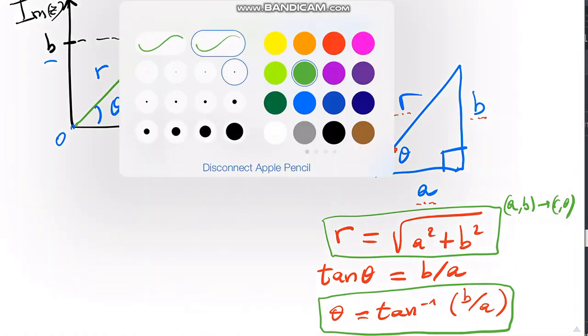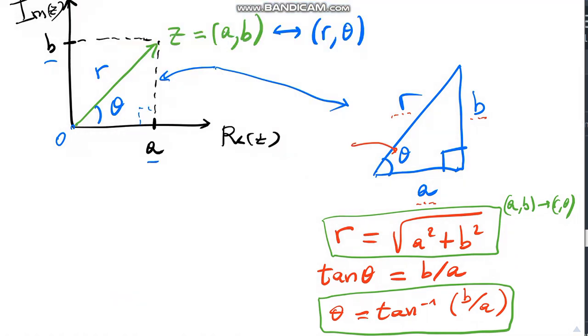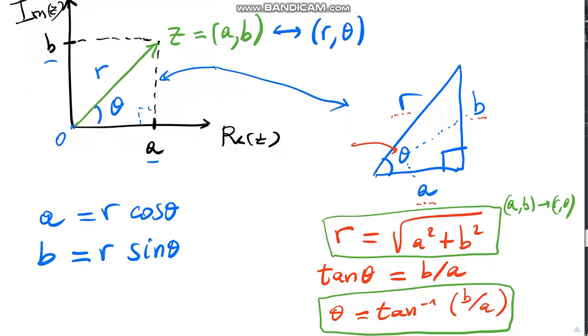Similarly, we can write down two relationships that connect r, b, and a explicitly through theta. And these are the following ones. So if we look at r, we see that a is equal to r cosine of theta, because a is the adjacent side to theta. And b is equal to r sine of theta. And this is another trigonometric relationship that is true because b is the opposite side to theta.